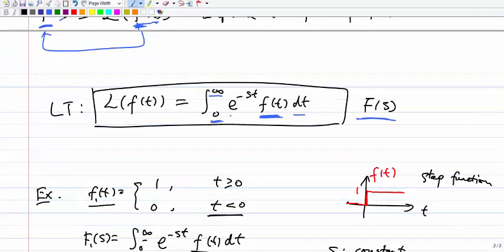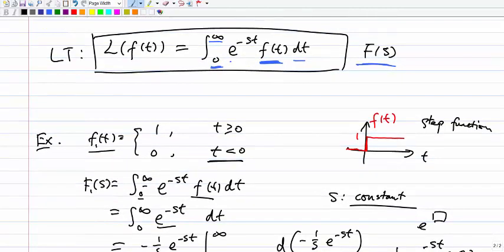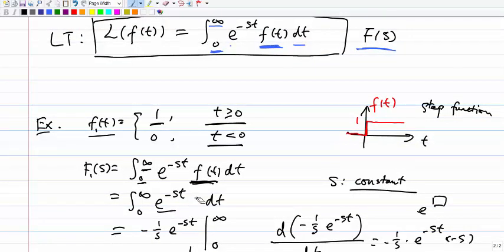So let's use the definition to compute its Laplace transform. According to the definition, it's nothing but the integral from 0 to infinity of e to the minus st times f(t) dt. Because you integrate from 0 to infinity, f(t) is only needed in that range. According to the function, for t greater than or equal to 0, f(t) is equal to 1. So I replace f(t) by 1 here.